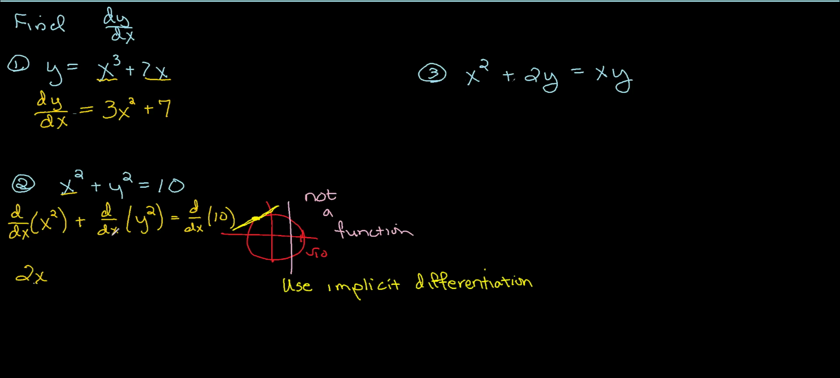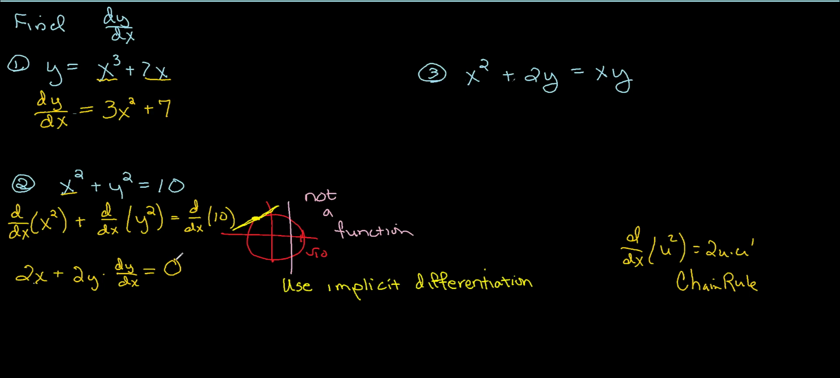The derivative with respect to x of y squared, I'm going to essentially need to use my chain rule here. If I asked you to find d dx of u squared, you would have told me back in our chain rule chapter that that's 2u times u prime because of the chain rule. That's kind of the same idea here. I'm going to say that the derivative of y squared is 2y times the derivative of y with respect to x. Right-hand side, the derivative with respect to x of 10 is just 0 because 10 is a constant.